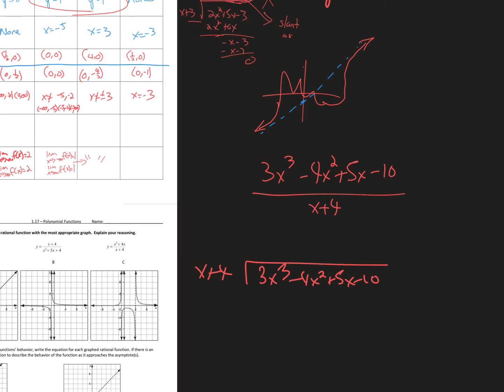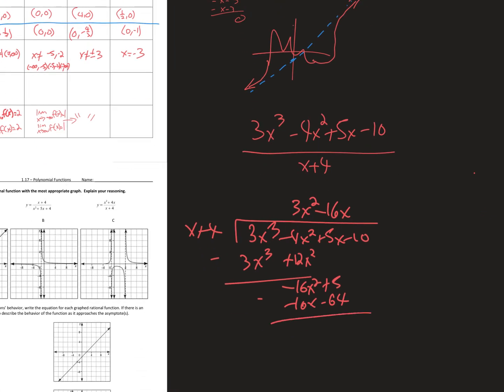What we have here would be, when I do long division, I would get 3x squared, and that would give me 3x cubed plus 12x squared. When I subtract that, I get minus 16x squared. Bring down the 5x, that'd be minus 16x. Minus 16x, minus 16 is 64. That's negative. And when I do that, that gives me positive 69x plus 69 will give me 69x minus 10. And 69 times 4, gosh, I don't know what this number is, but that's just going to be our remainder.